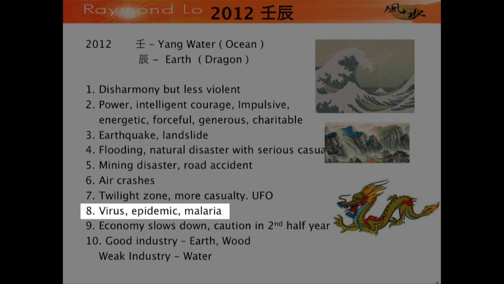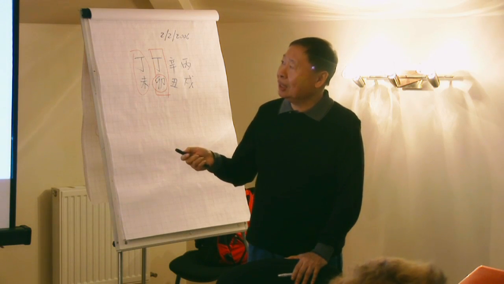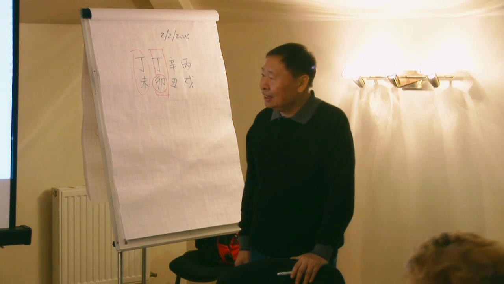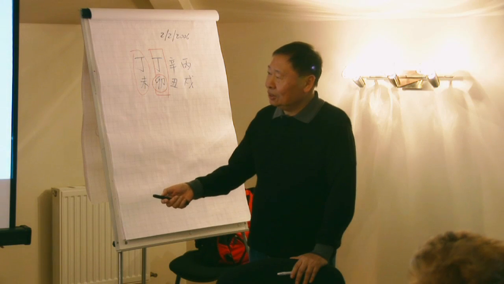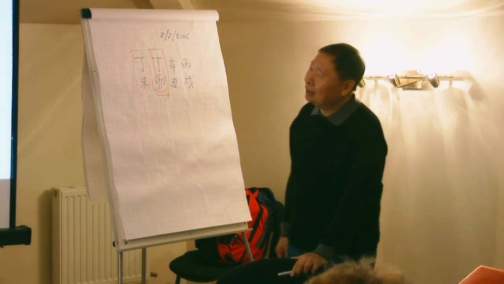So why do we have more chance of this kind of epidemic in 2012? Because you can see water sitting on earth. You can describe it as muddy water, so the water is not clean. It's very easy to spread sickness. And dirty water is also where mosquitoes breed more easily.